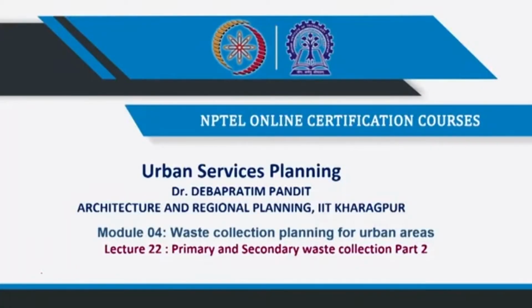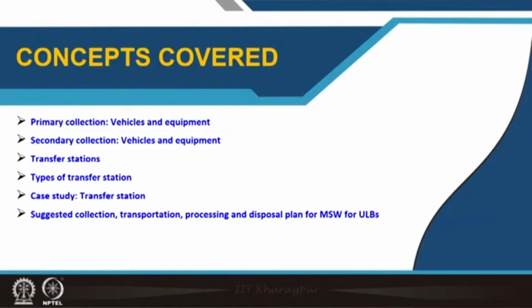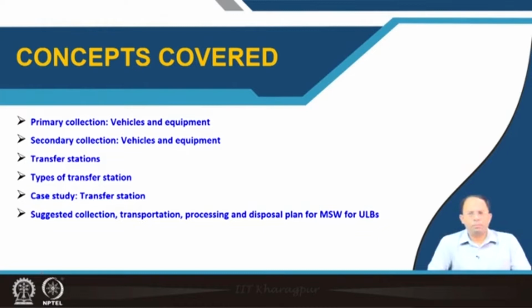Welcome back. In lecture 22, we will continue with primary and secondary waste collection. The different concepts that we will cover are, for primary collection, vehicles and equipment required, secondary collection, vehicles and equipment. Then we will talk about transfer stations, types of transfer station, some case studies on transfer station, and finally the suggested collection, transportation, processing and disposal plan for MSW for ULBs as per CPHEEO guidelines.